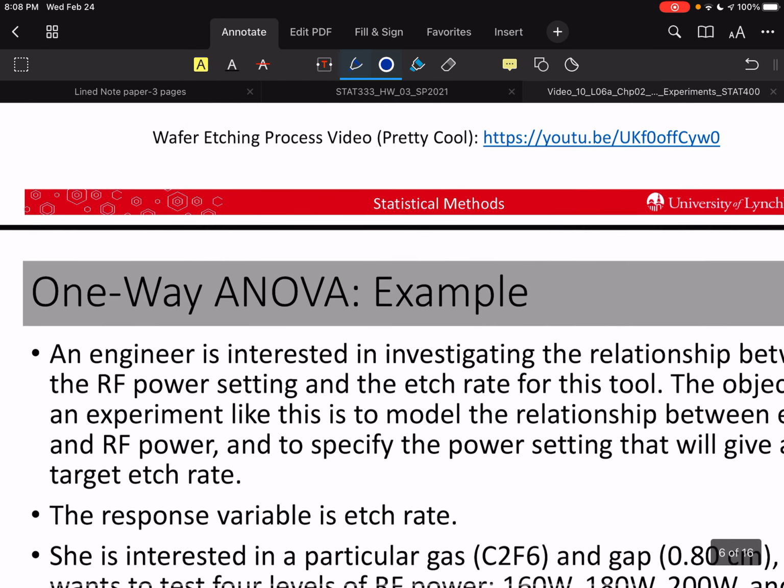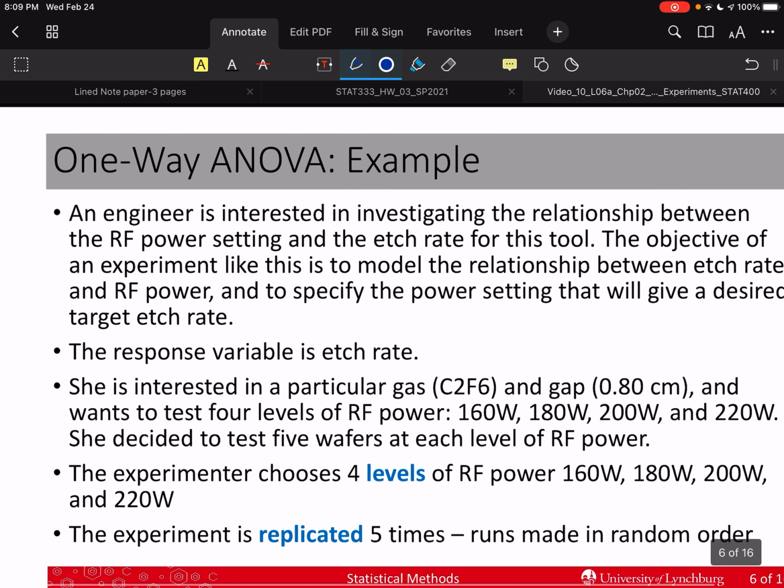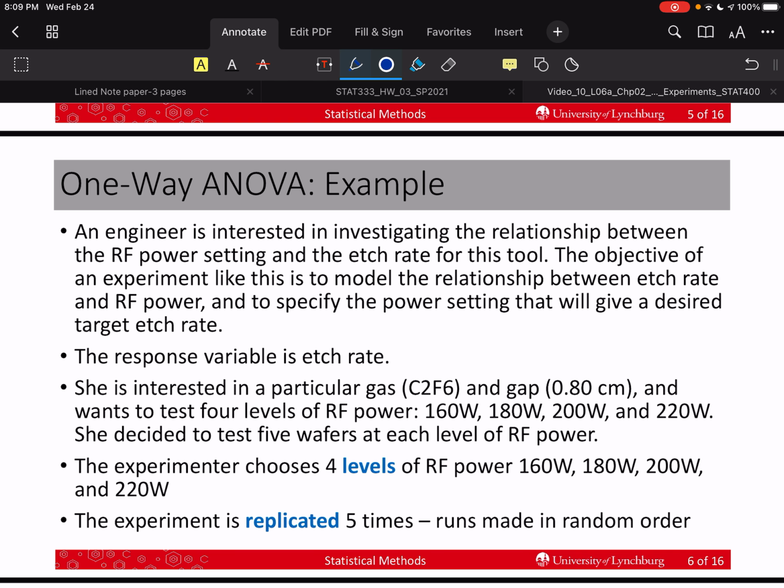Okay. So we have an engineer, and she's interested in the relationship between the RF power setting and the etch rate, how fast this can etch something without defects. That's the key there. You can turn up the speed as much as you want, but you might end up with really poor quality. So you want to be able to do this faster with good quality. And that's not said, but it's understood by the engineering people. But maybe for us students who aren't familiar with this, we might not know that.